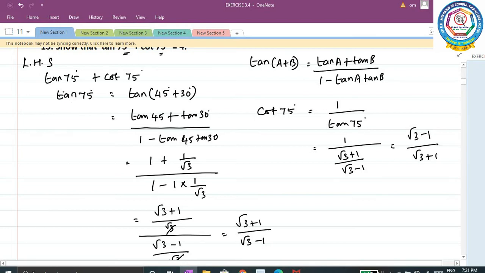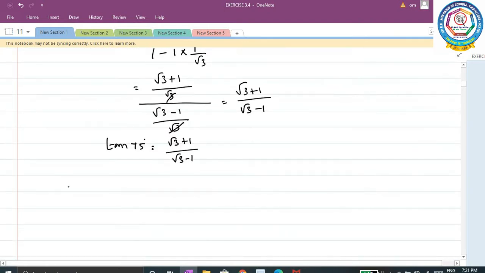But the question asks tan 75 degree plus cot 75 degree. We have to add that one. Tan 75 degree plus cot 75 degree. Tan 75 is root 3 plus 1 by root 3 minus 1, plus cot 75 degree is root 3 minus 1 by root 3 plus 1.